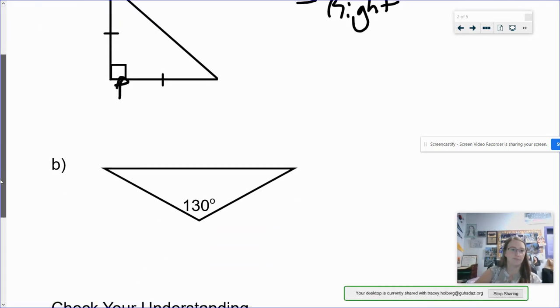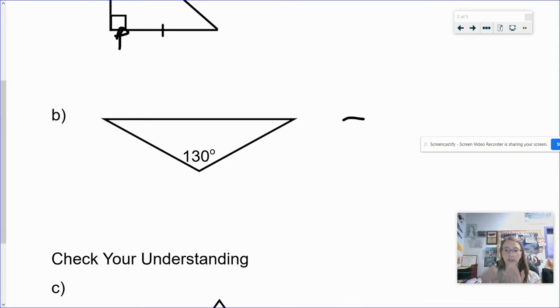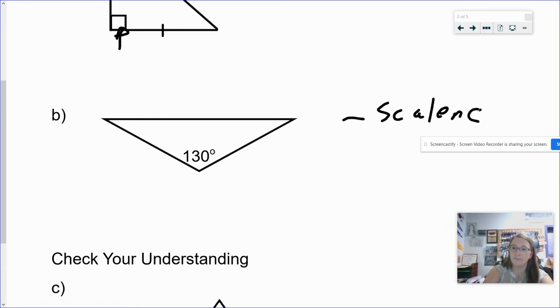Let's try again. So classifying this by its sides, notice we don't have any markings. It does not matter what the picture looks like. We don't have any markings on the sides. So look at your notes. This means none of the sides are the same. What would we classify this as? Scalene. A scalene triangle has none of the sides the same.